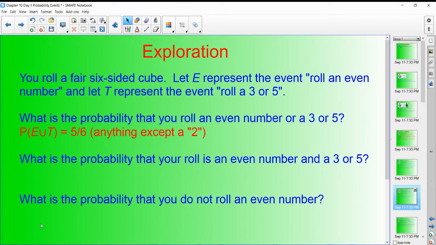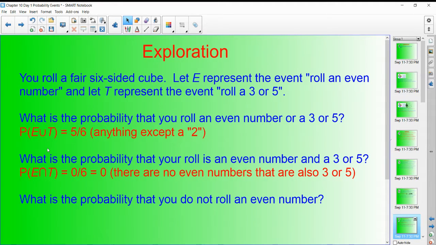Okay, for the first one, it says roll an even number, which is 2, 4, 6. It says roll a 3 and roll a 5. So this should say anything except a 1. Okay, so 5 out of the 6 different numbers are winners. And then we learned in the set theory unit that this is the union, so E or T. As long as one of them or both happens, we're good.